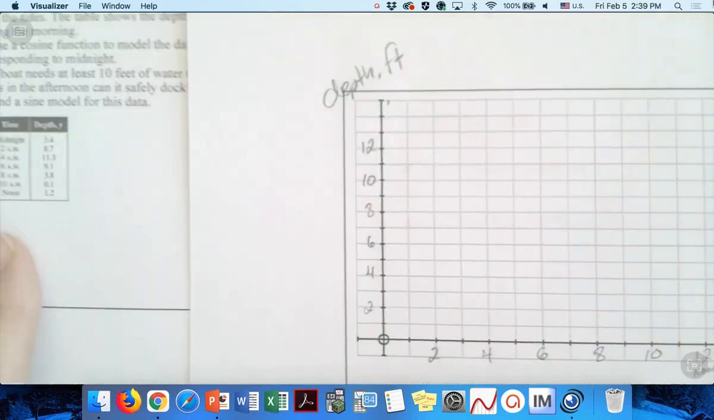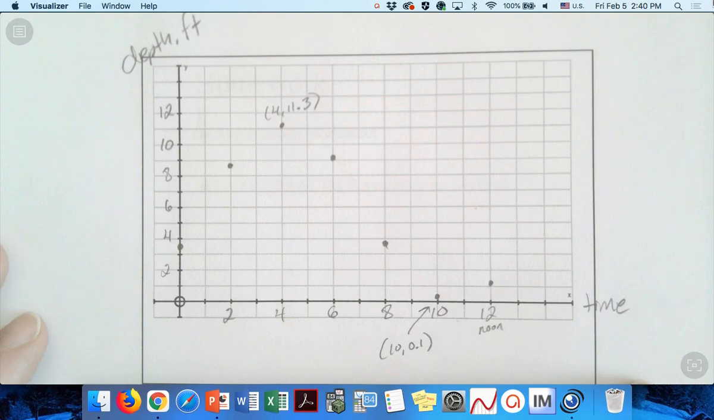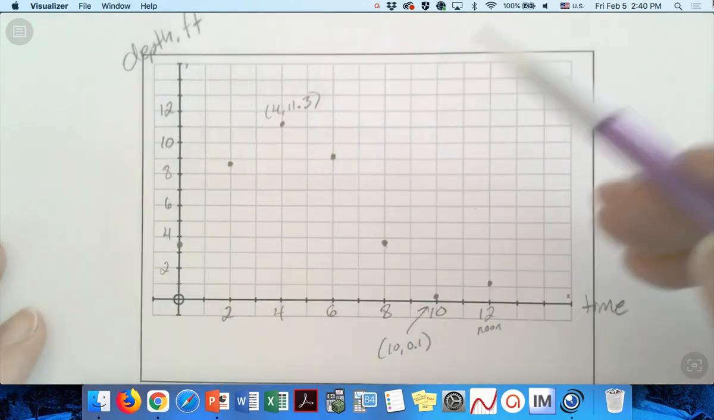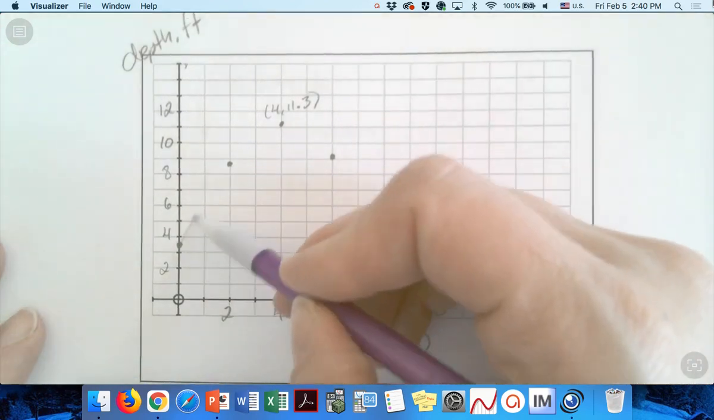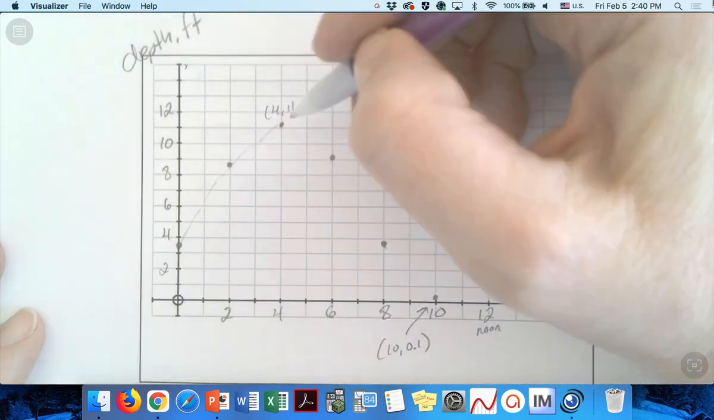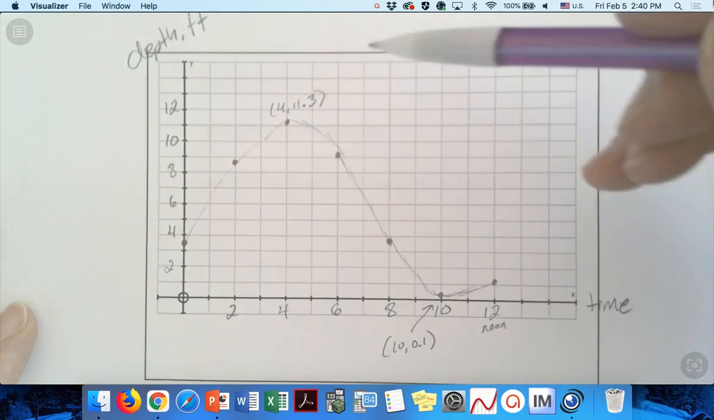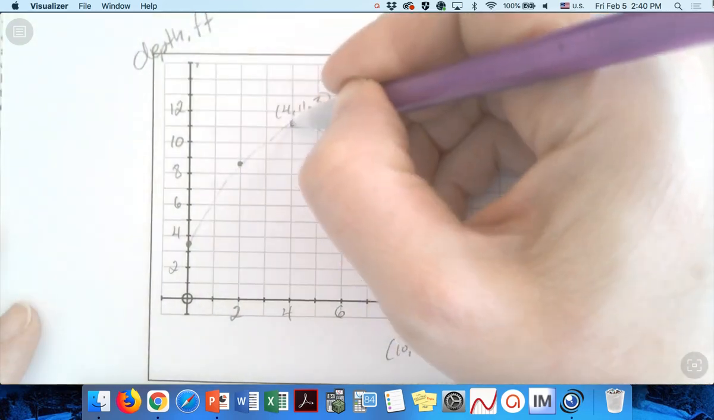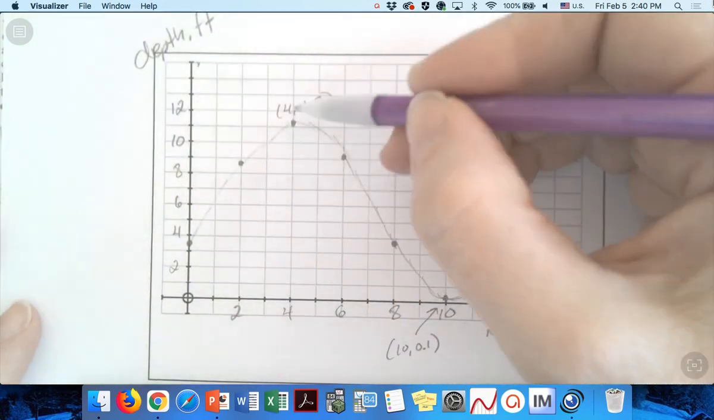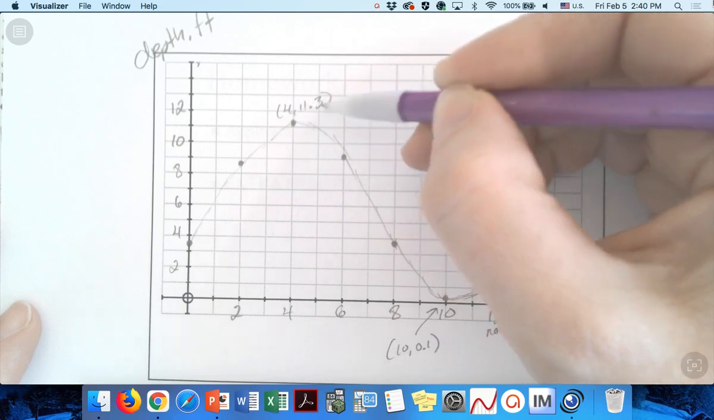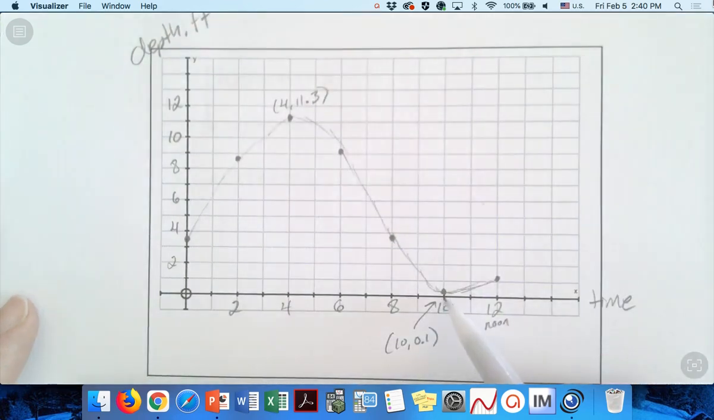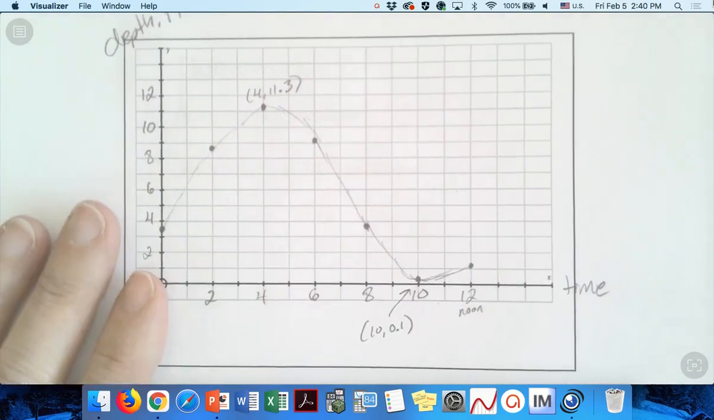So at midnight, 3.4. So if you plot all those points, you can see we can draw a curve where it looks like if we were to connect them, it would have a nice smooth sinusoidal kind of curve. And I went ahead and highlighted, because I did this earlier today, that the highest point is (4, 11.3) and the lowest point is (10, 0.1), because we're going to be using those. All right, so everybody's comfortable with the scatter plot?